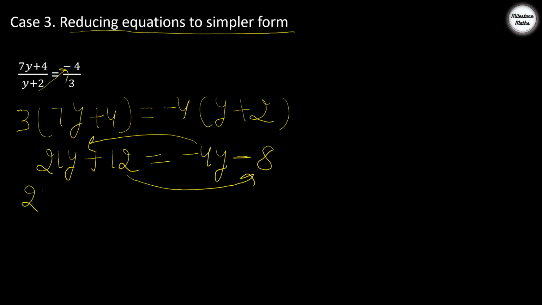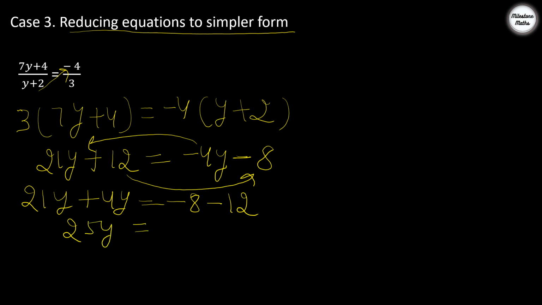So here this is 21y and this minus 4y. So this side it will become plus 4y. Same way here we are having minus 8 and this minus 12 going to the other side will be minus 12. Now 21y plus 4y is 25y. And this is 12 and 8, minus minus is being plus, and the sign of the greater number. So it is minus 20.